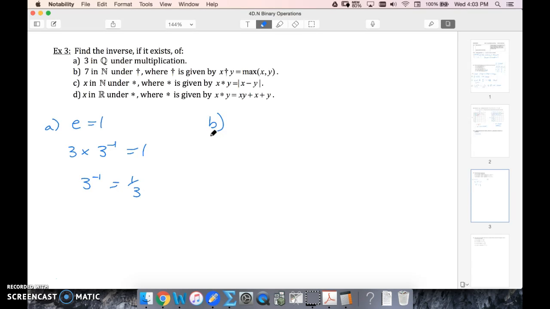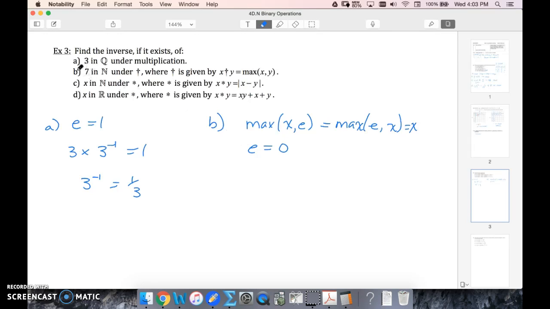All right, so now our operation, we've got this cross, and x cross y is given by the max of x and y. So our identity is going to be max of x and the identity, and that needs to equal the max of the identity and x, and both of those have to equal x. So we're looking for the identity here. So to find the identity, this is what we want to have happen. Well, if our max value has to be x, then my identity value needs to be 0.